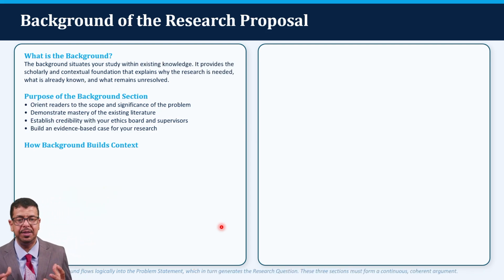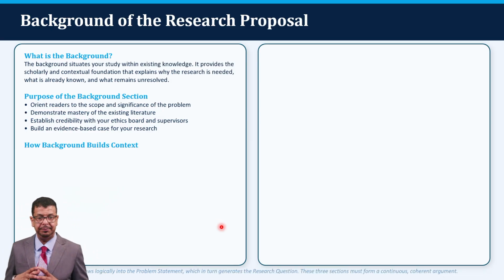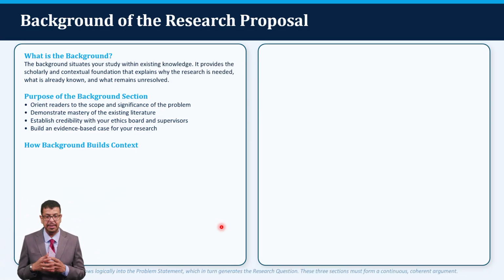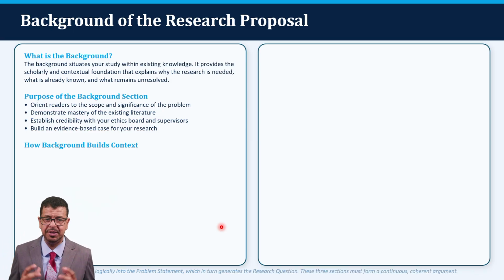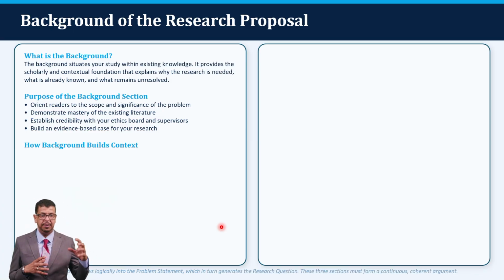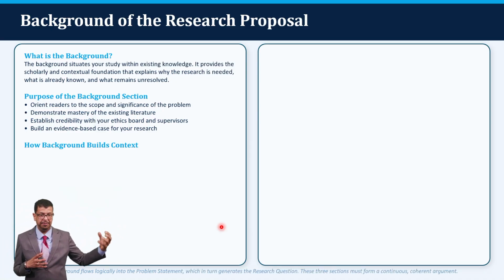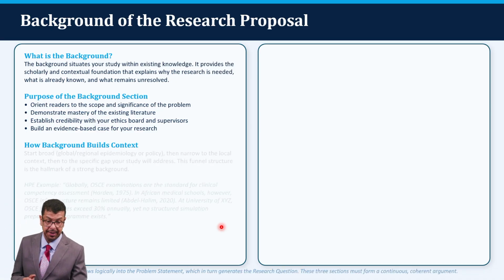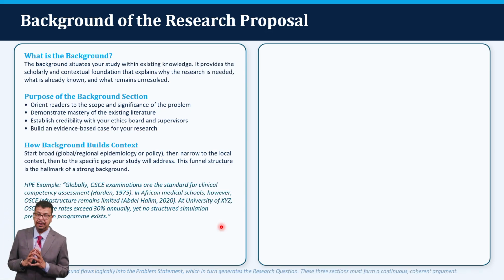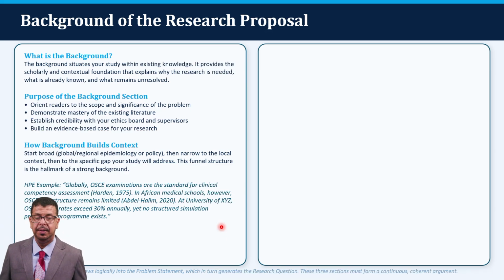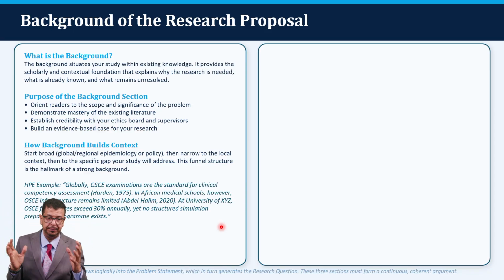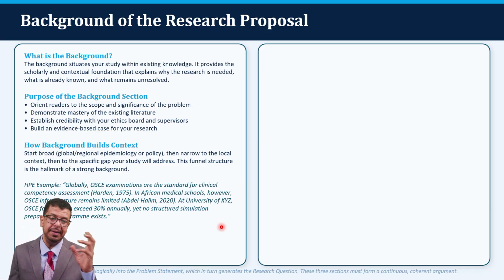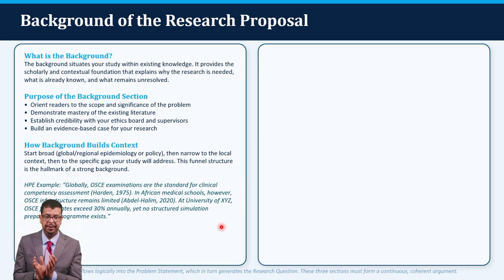You should show that you master the existing literature, and you should establish credibility with the research ethics committee and the supervisors, showing that this research is very important by building an evidence-based case and need for this research, and how the background builds the context. You typically start with the global, then regional, and then you narrow to the local context, highlighting the gap. And this is called the funnel shape structure.